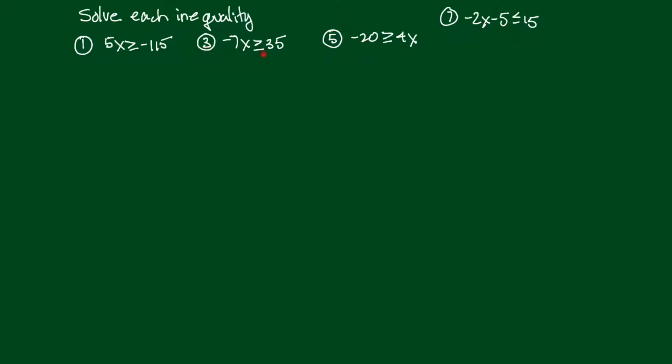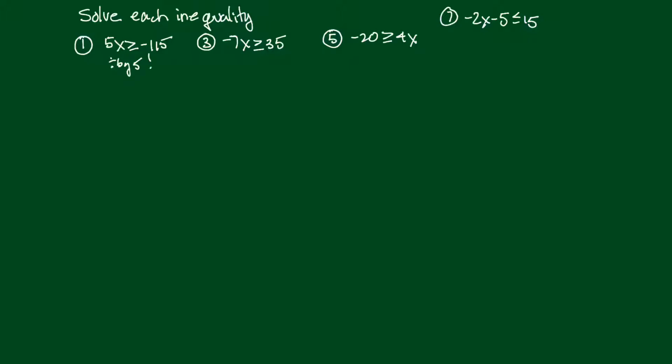Here we have four problems that are all very similar. They're all inequalities. Let's solve each one and then we'll reflect on all of them together. So in the first one, we want to isolate x, so we're going to divide by 5. So I'm going to divide by 5.